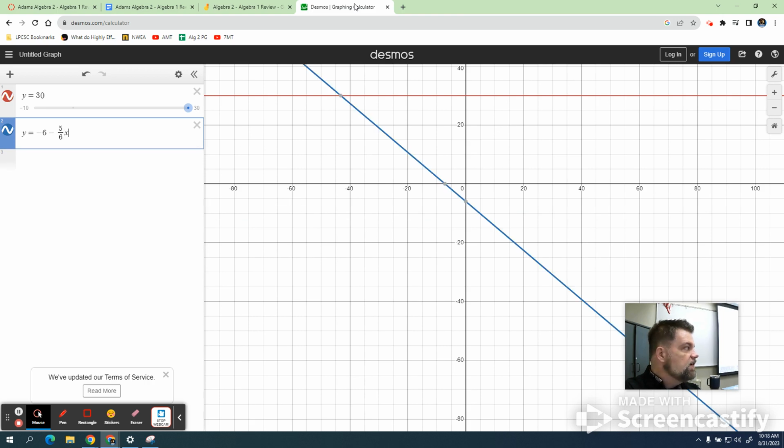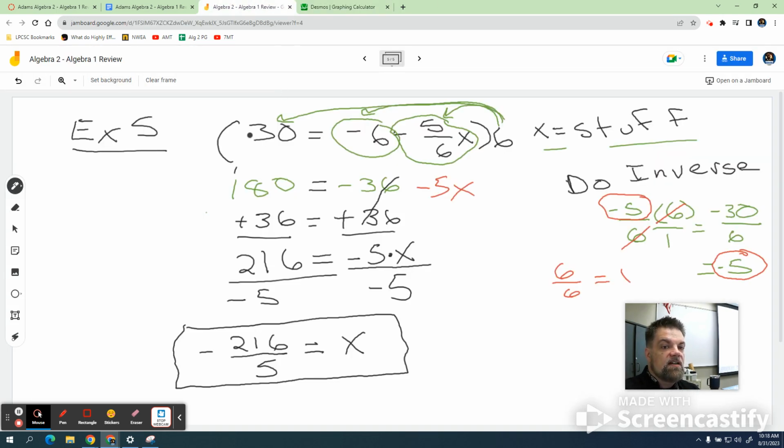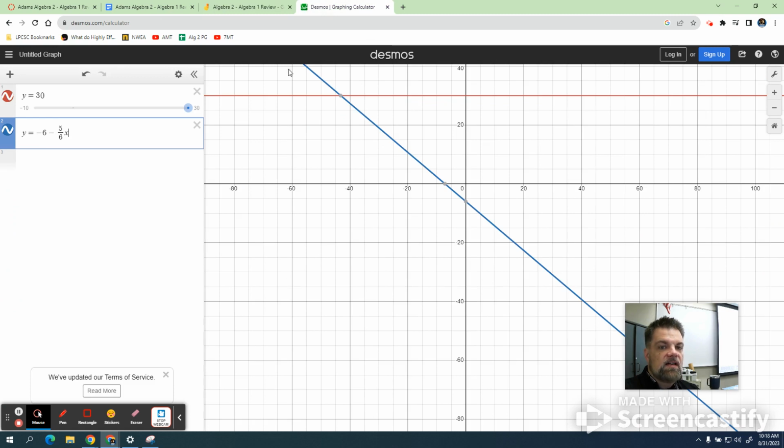Is that right? So I'm going to slow down. I'm going kind of fast. Do you see that this is the left-hand side of the equal sign right here? So I'm just saying y equals 30. And then for my second equation, I'm saying y equals negative 6 minus 5/6 x. See that? Now it's going to cross here. It crosses at negative 43.2.